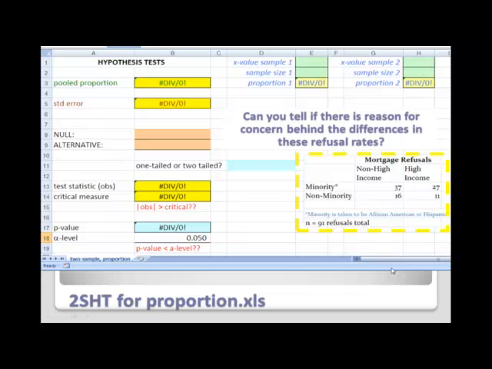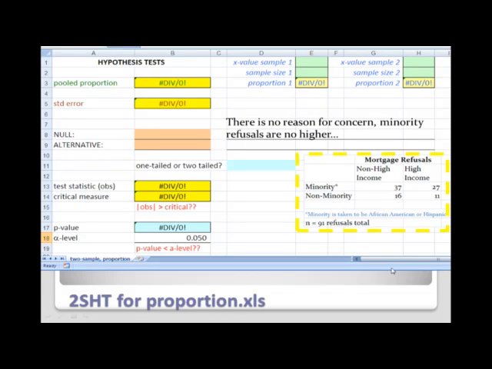So the first thing that we should do is let the data guide us. So let's see. What is the data suggesting? I'll give you a minute to take a look at the data. There are 91 refusals total, and those have been organized by minority and by income. So if there is no reason for concern, the minority refusals would be no higher. So we could say that race is not a factor in rejection rates or in lending practices.